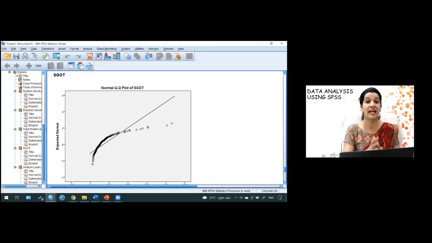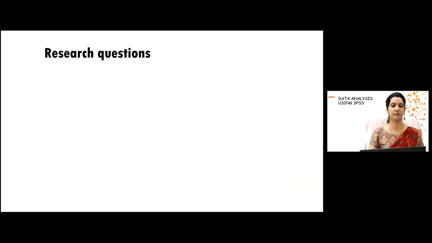Otherwise, we'll go to the breakout room for the one sample t-test and the very important normality testing. I'll start with the independent sample t-test.